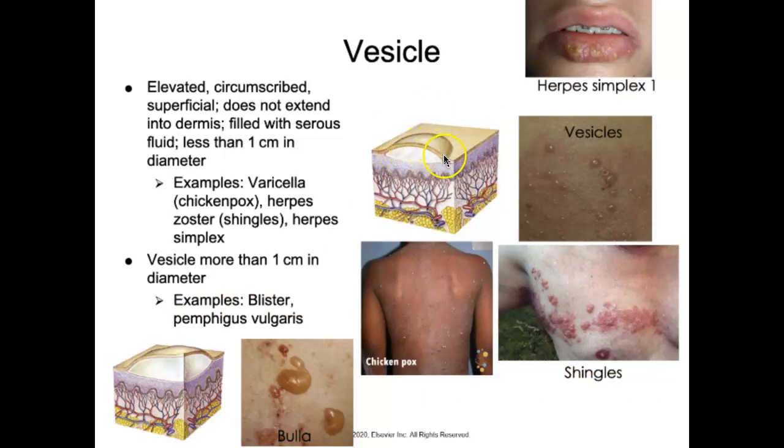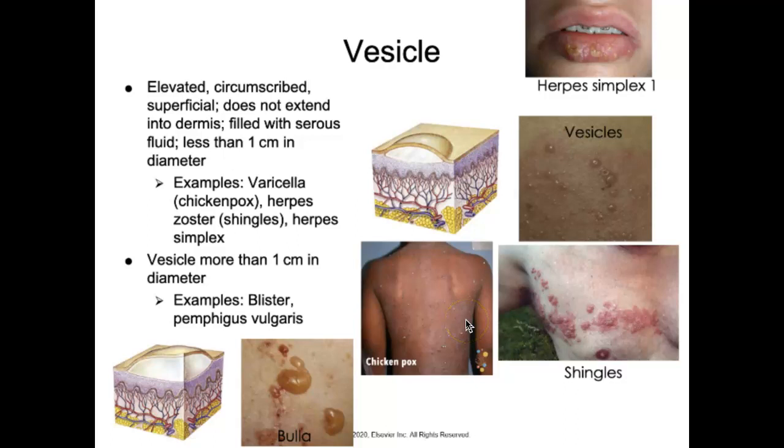And then we have vesicles. These are elevated, circumscribed and superficial. They don't extend down into the dermal region, and they could be filled with serous fluid. Typically, they're going to be less than 1 centimeter in diameter. So we see some examples over here, the many little spots, and examples are going to be in people that have the varicella virus causing chicken pox, which we see over here.